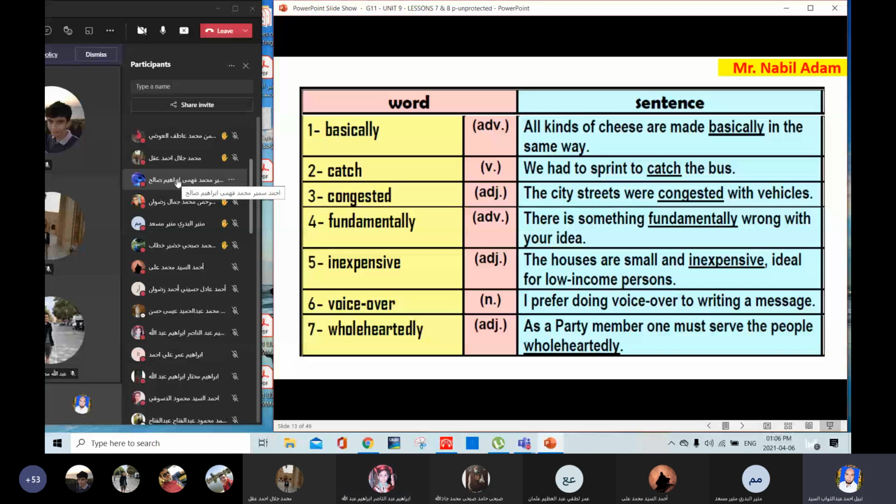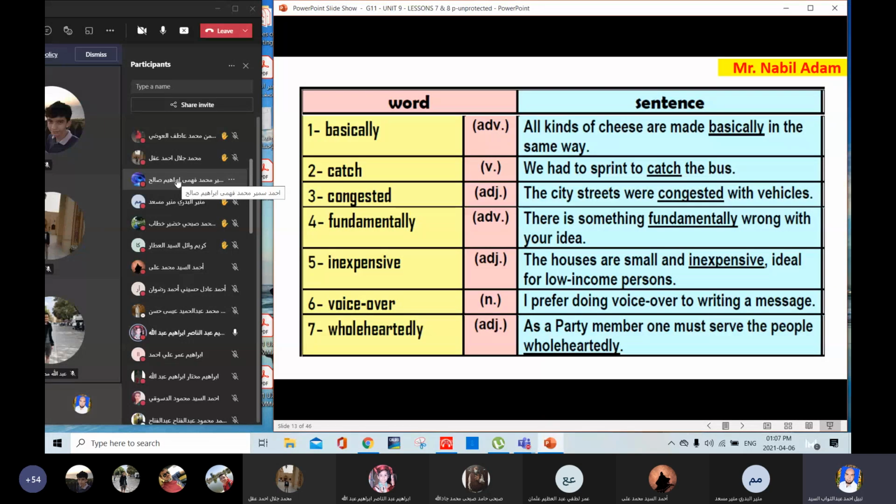Read the example, please. The last one, please. You have to pay attention, Ibrahim. Number 7. As a party member, one must serve the people wholeheartedly.